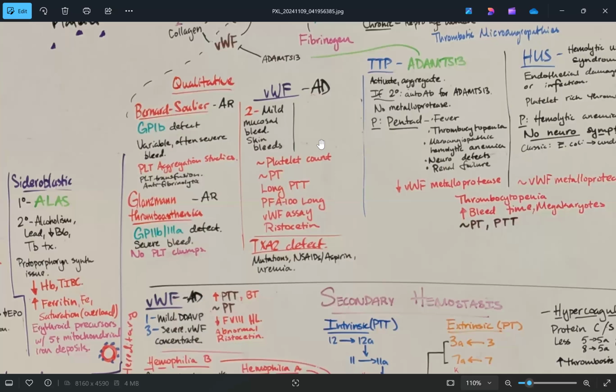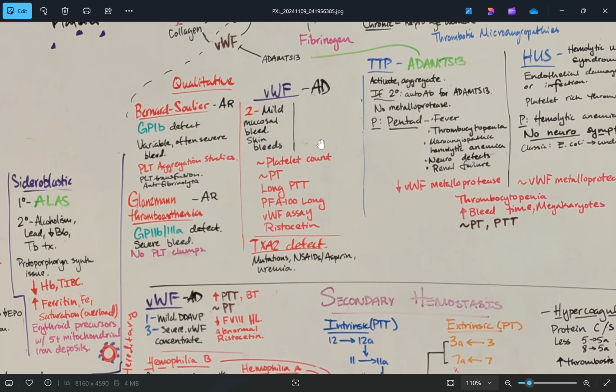Fibrinolytics. For Glanzmann thrombasthenia, it is also an autosomal recessive disease with a GP2B and 3A defect. Again, no binding to fibrinogen, so you're not involved in clotting with the clotting cascade. Severe bleeds, but importantly, to distinguish this on histology, you'll have no platelet clumping.